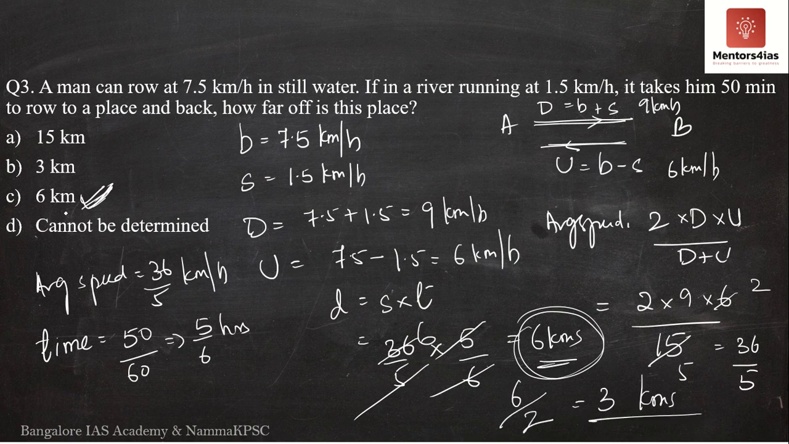Therefore, the correct answer is not 6 kilometers. Rather, it is 3 kilometers, or it is option B. Therefore, the correct option or answer is option B, that is 3 kilometers. Please don't make silly mistakes.